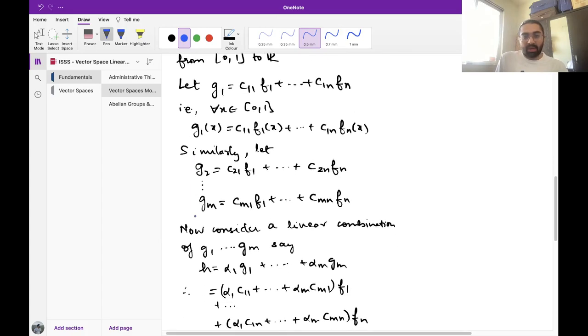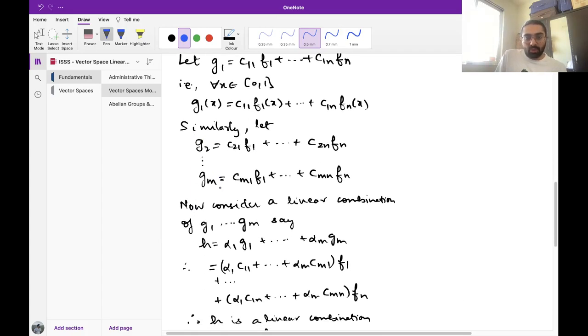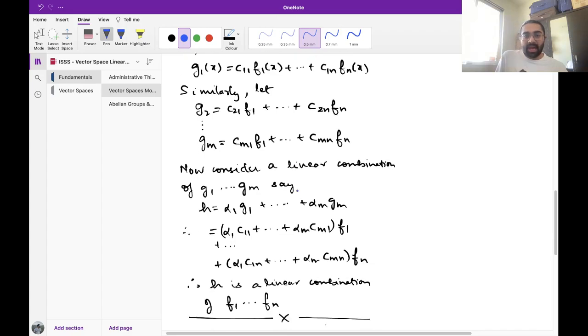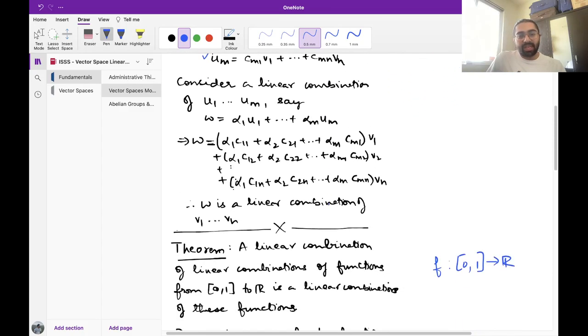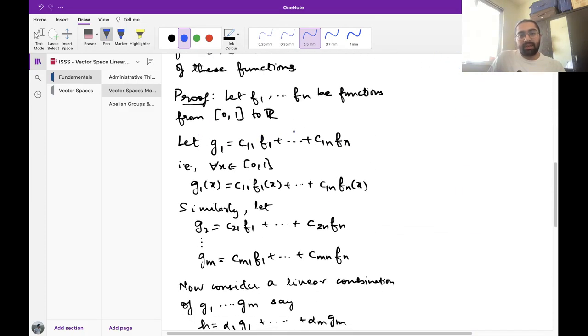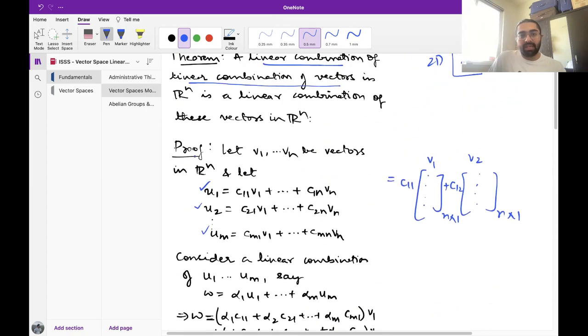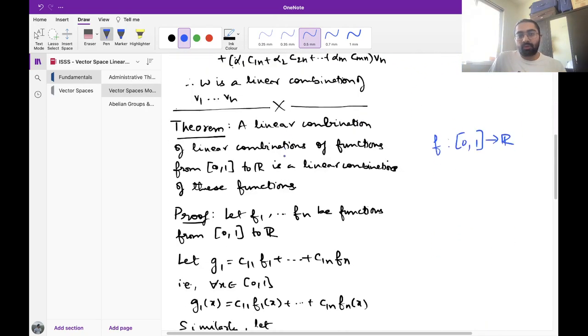I can define g2 to gm as other functions like this, and again I take a linear combination of these functions g1 to gm as h, again with some constants alpha, right? And with simple algebra, I can show that it is again a linear combination of the original functions. Now, if you think about it, what have we done in these two theorems? We have done the exact same thing. We have taken some objects like f1 to fn here, and here I've taken vectors in Rn, and I've done the exact same proof twice.